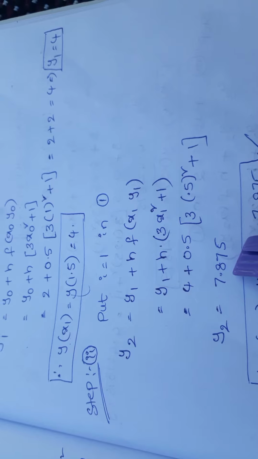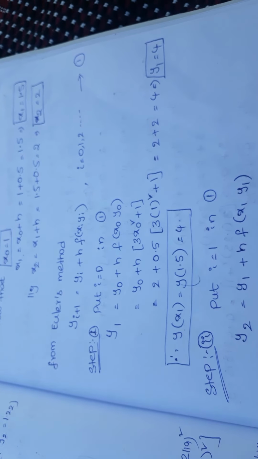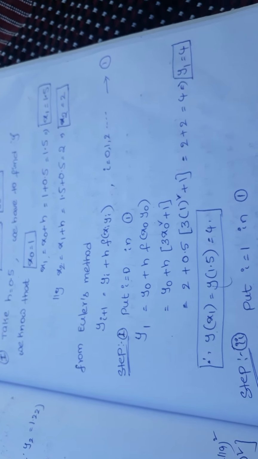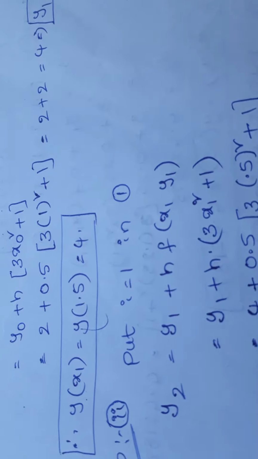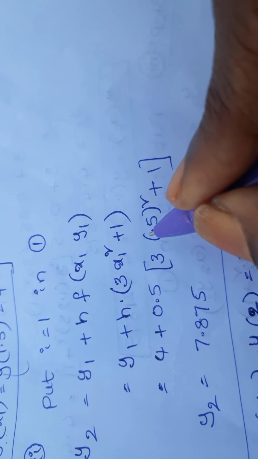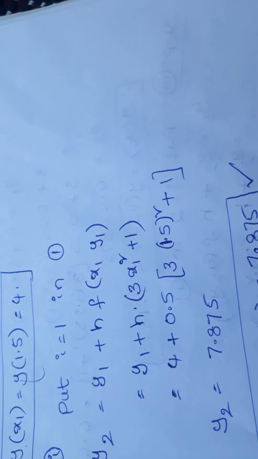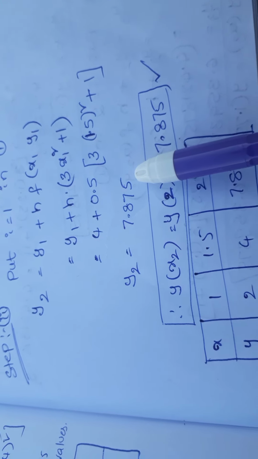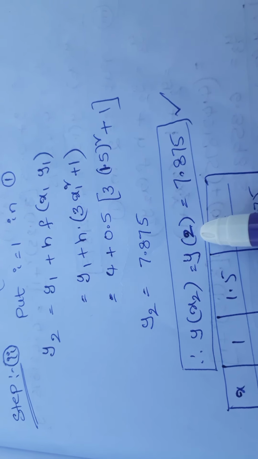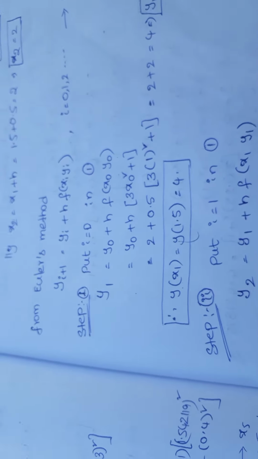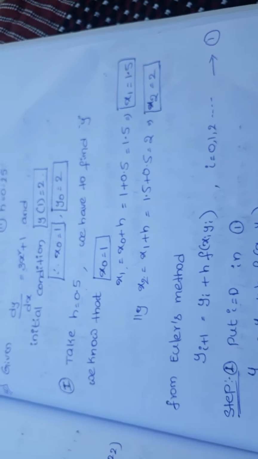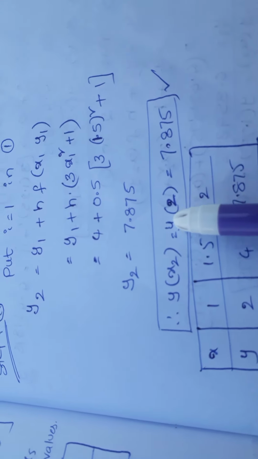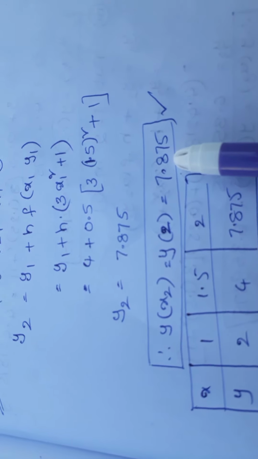So y2 is equal to 7.875. Okay, here what is the x1 value? 1.5, right? Here 1.5. So y2 is equal to 7.875. So y of x2 is equal to y of 2. That means y of 2, that is the second value, x2. So y at 2, y of x2 means y at 2, that is 7.875.